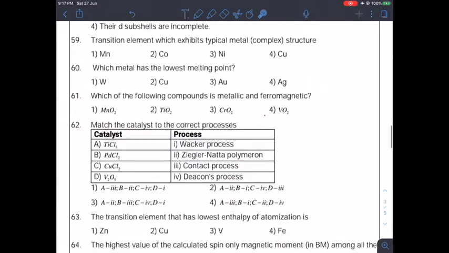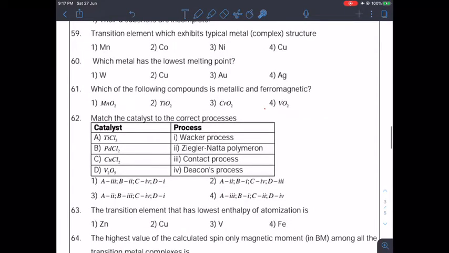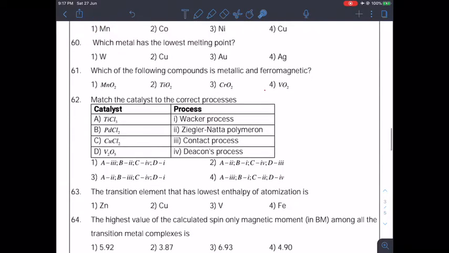Alright, now moving to question number 59. Which transition element exhibits a typical metal complex structure? Once again, it's a fact based thing. It is Mn, whose structure is found to be quite complicated, with multiple crystalline forms. So this is a matter of fact that you have to remember. Now moving to question number 60.